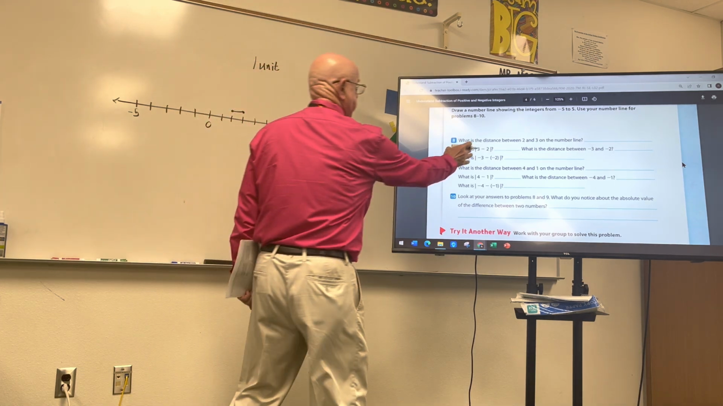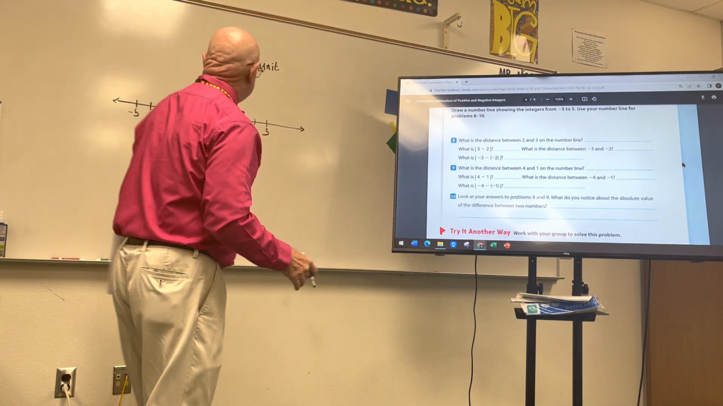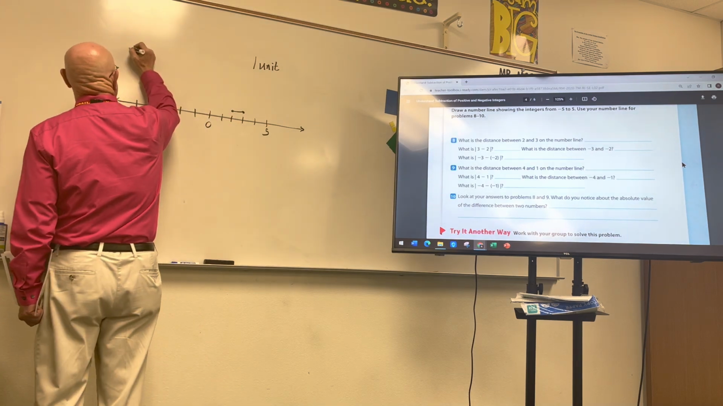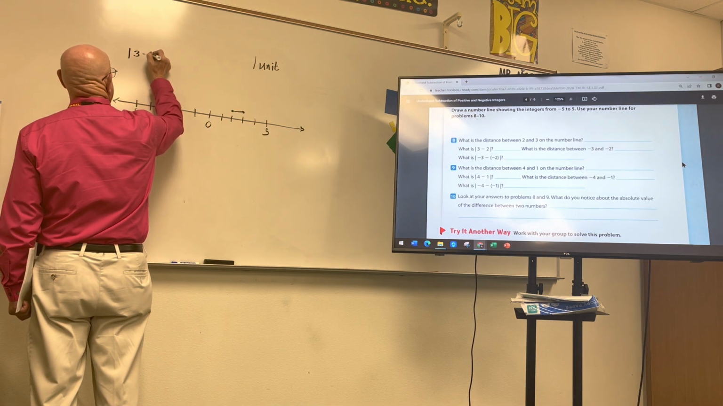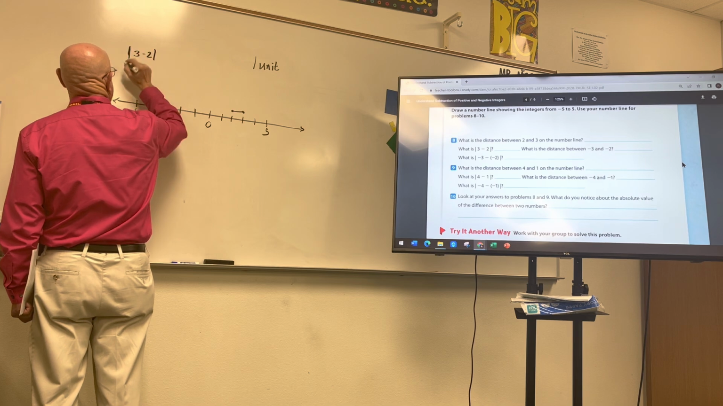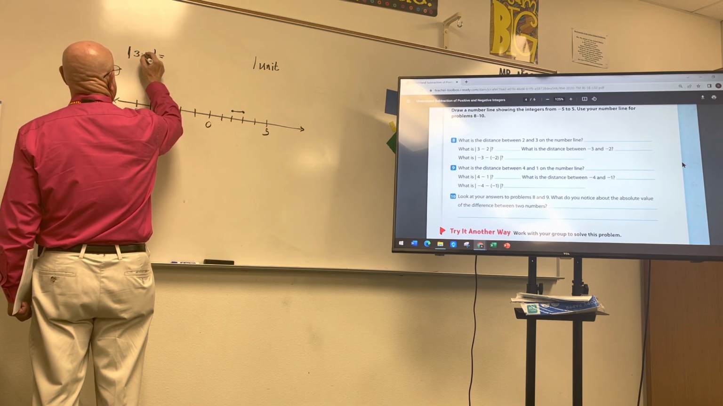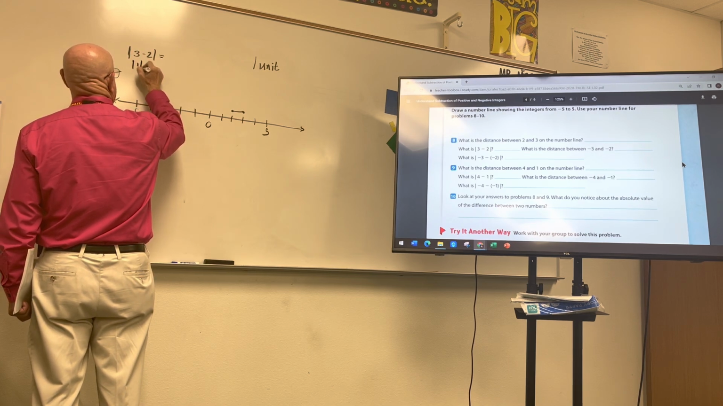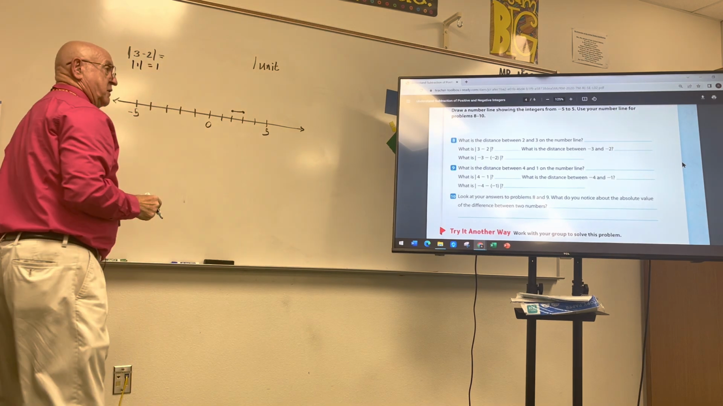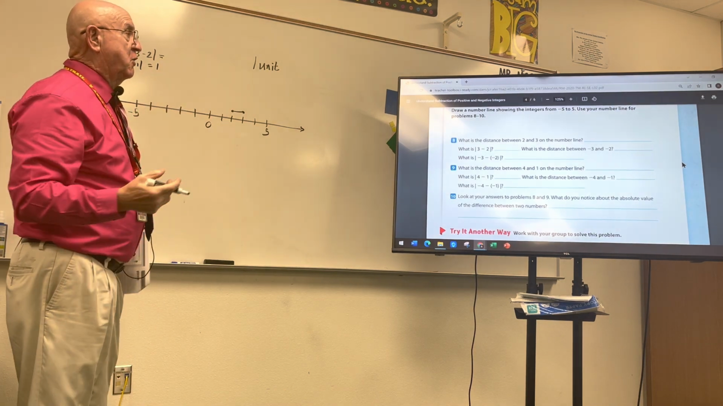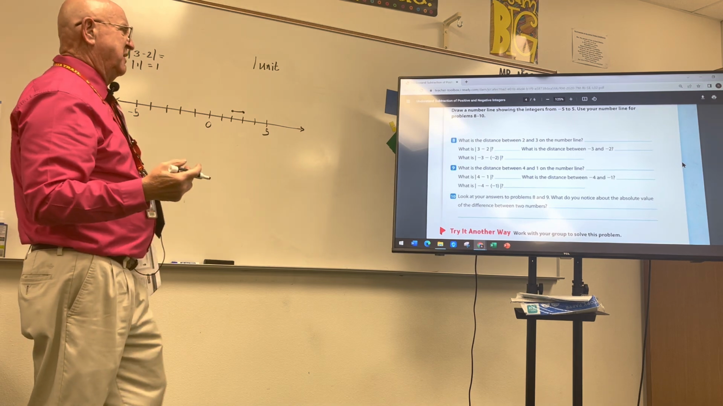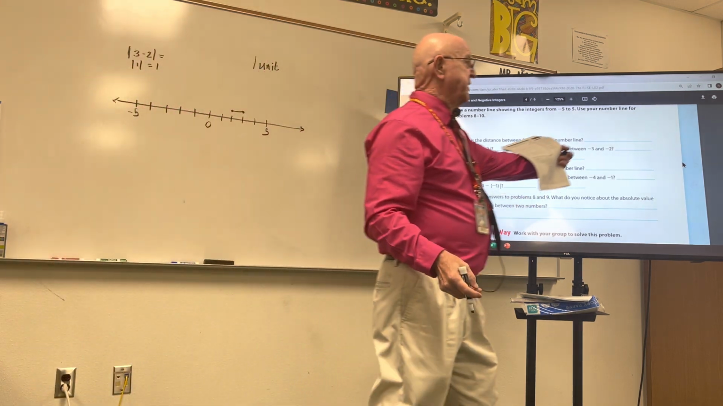This one says, what is the absolute value of 3 minus 2? Well, the absolute value of 3 minus 2, and remember that's your absolute value sign, is equal to the absolute value of 1, which is equal to 1. All right? Now, they're asking us what's the distance between -3 and -2.